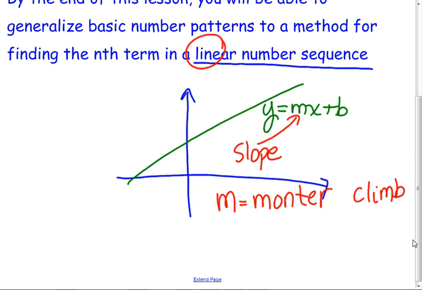Now, b stands for base. So that's why you have those strange letters in there to represent the numbers in your equations for lines. Base is where you start, base camp. Okay.